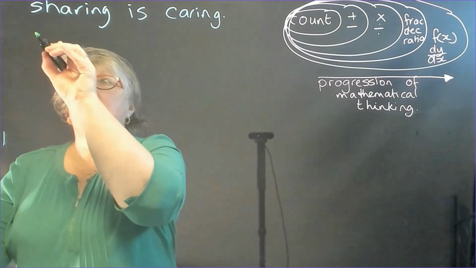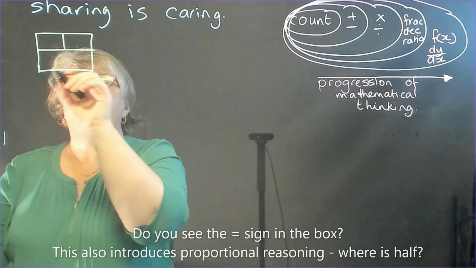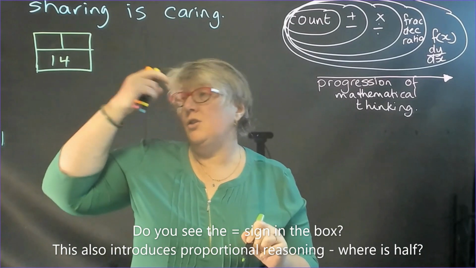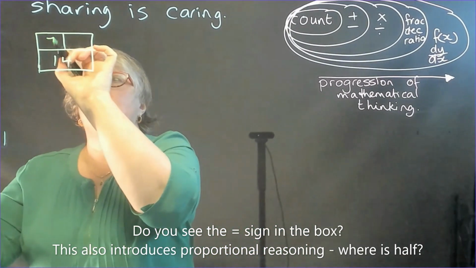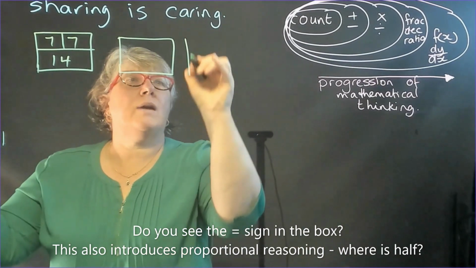So I want to just share one model that I use a lot, and that's of a box. If you've got little kids, you can put counters in there and then they can share them equally into two groups. If you use 10 frames, that's great as well.